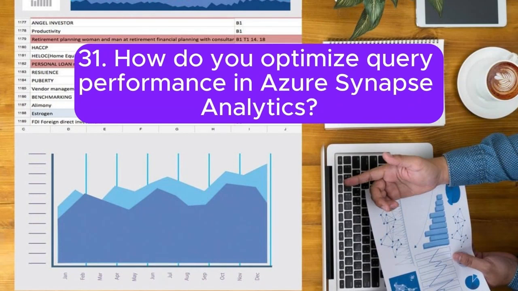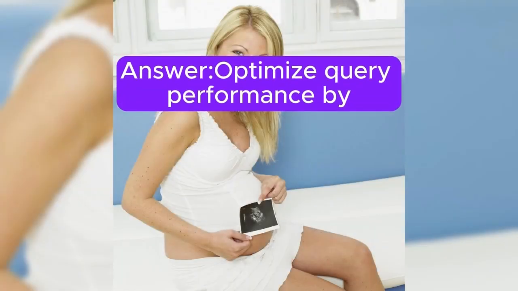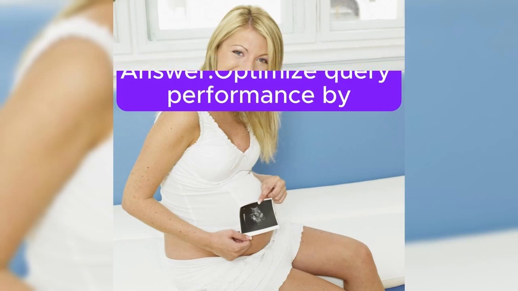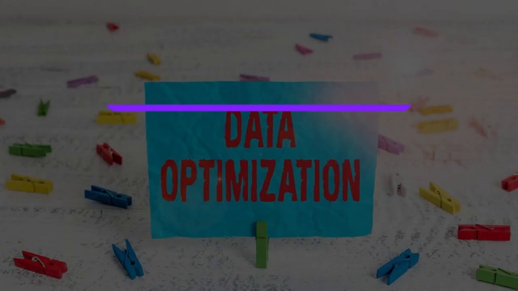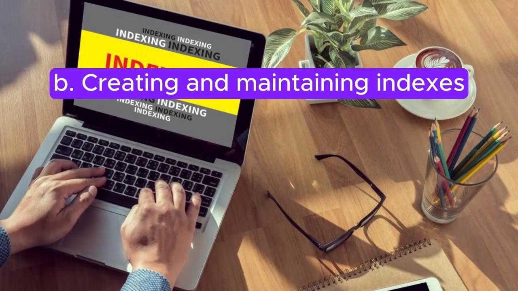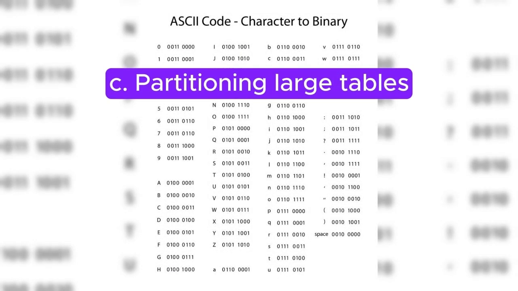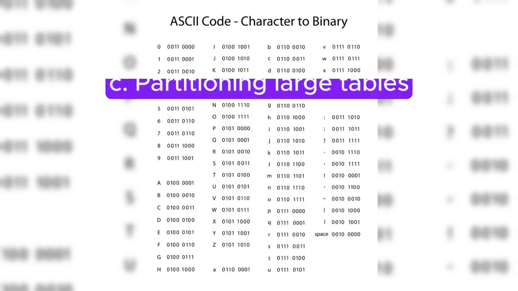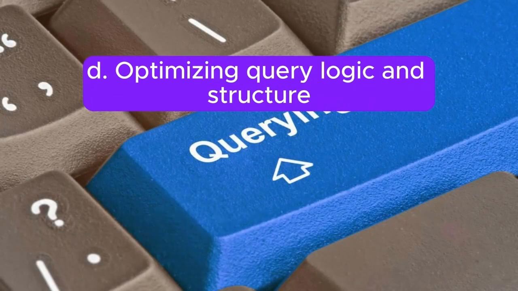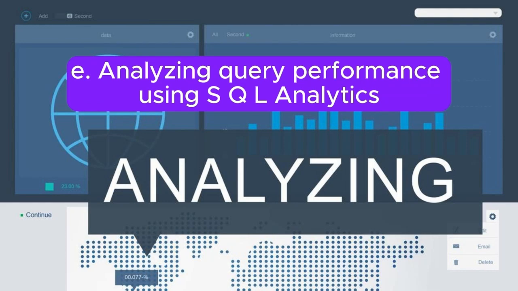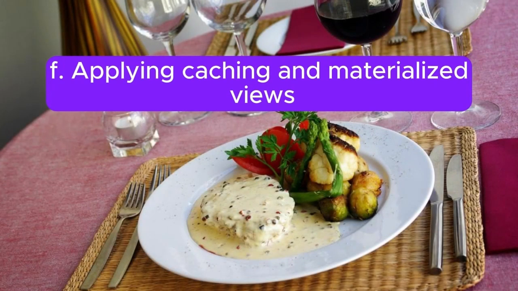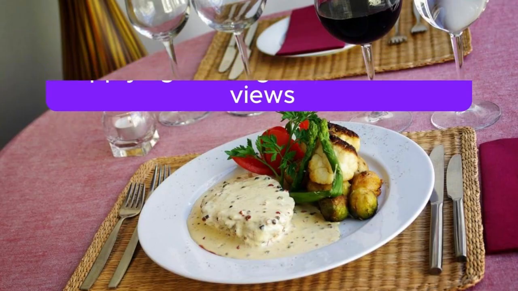31. How do you optimize query performance in Azure Synapse Analytics? Answer: optimize query performance by A. Using appropriate data distribution methods. B. Creating and maintaining indexes. C. Partitioning large tables. D. Optimizing query logic and structure. E. Analyzing query performance using SQL analytics. F. Applying caching and materialized views.